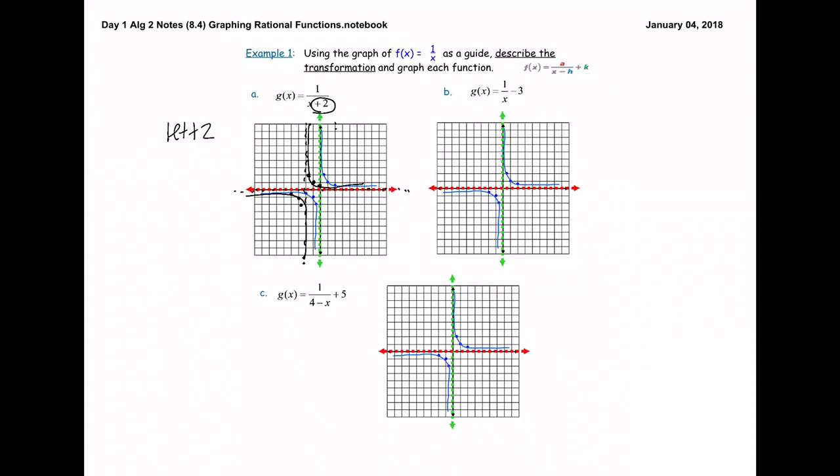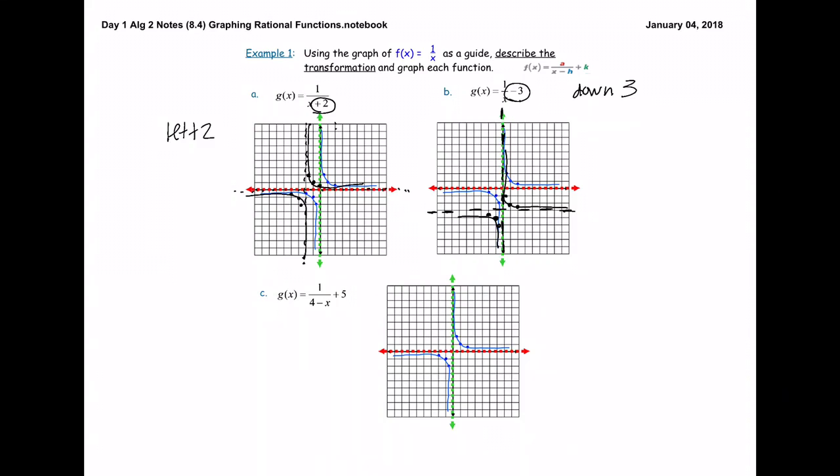When we look at example B, this 3 on the outside here tells us that our graph moves down 3. So we are still going to have a vertical asymptote where our green asymptote is, at x equals 0, but our red, or our y horizontal asymptote, is going to move down to negative 3. So then our graph would move down 3 as well, but translate, and stay the exact same as our parent function.